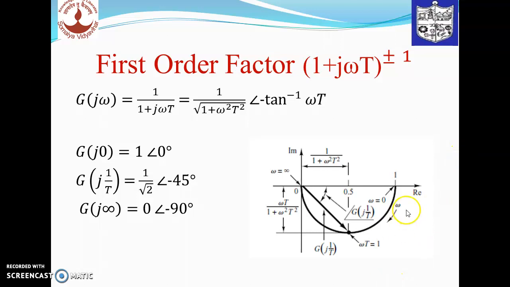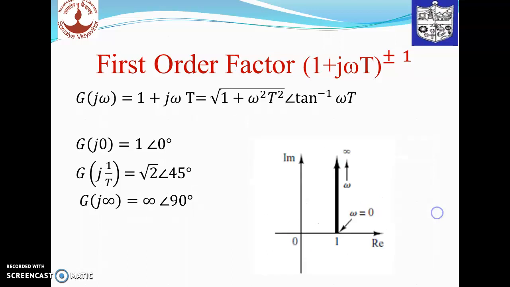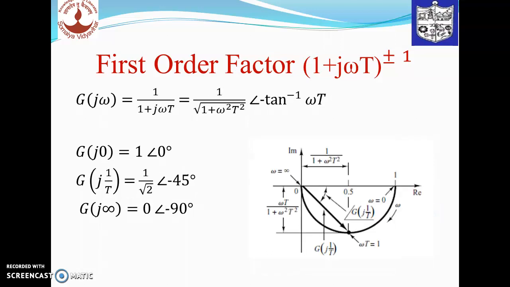So at omega equal to 0, the magnitude is 1. I'll take on my real axis 1 and angle is 0. So this is my 0 axis. And at omega equal to infinity, the magnitude is 0 but the angle is minus 90. So this is my minus 90. So it will be a semicircle.